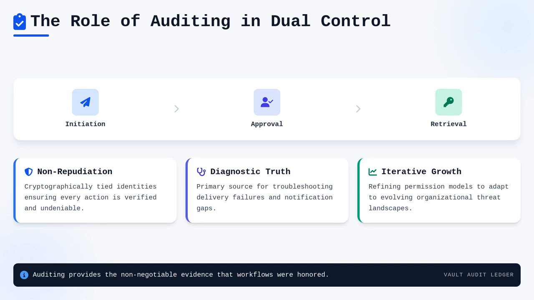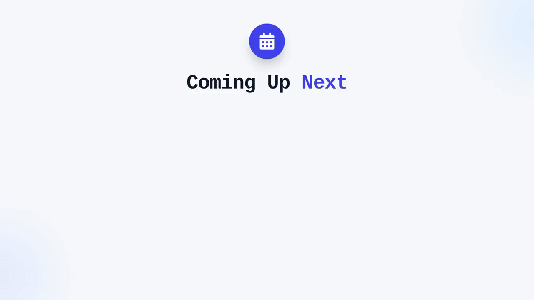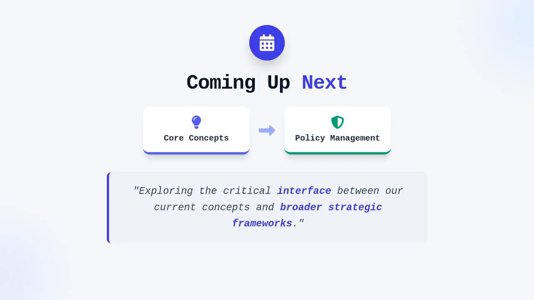Consistently reviewing these histories allows you to refine your permission models and adapt your dual control posture as the organization grows and its threat landscape evolves. I look forward to discussing how these concepts interface with our broader policy management strategies in the next lecture.